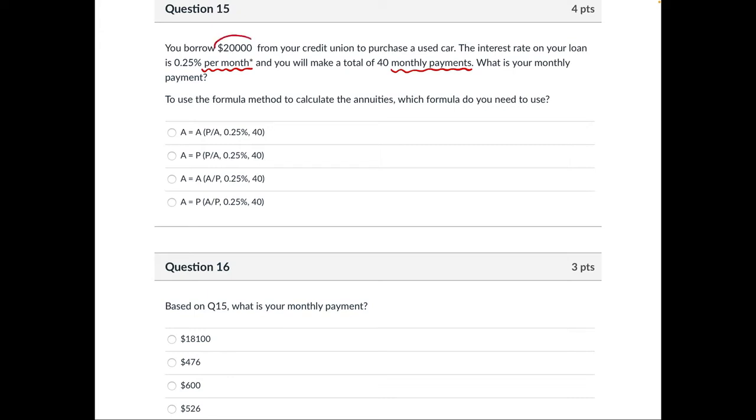The present value is the 20,000 you borrowed. Okay, so the formula is gonna be to find A from given P. So it's gonna be P times A slash P, I% and N. Okay, and I, because it's already told by per month, so that 0.25% is gonna be your I. And N is number of months. So it's 40 months.